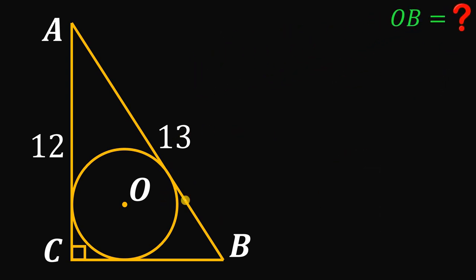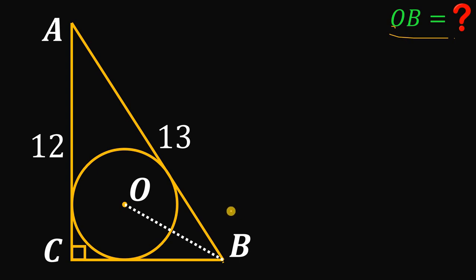Alright, so, given this right triangle, our goal is to find the distance of this center O to this vertex B, or the length of this segment OB. Now, let's draw the segment that we want to find. So, here it is. We have segment OB.